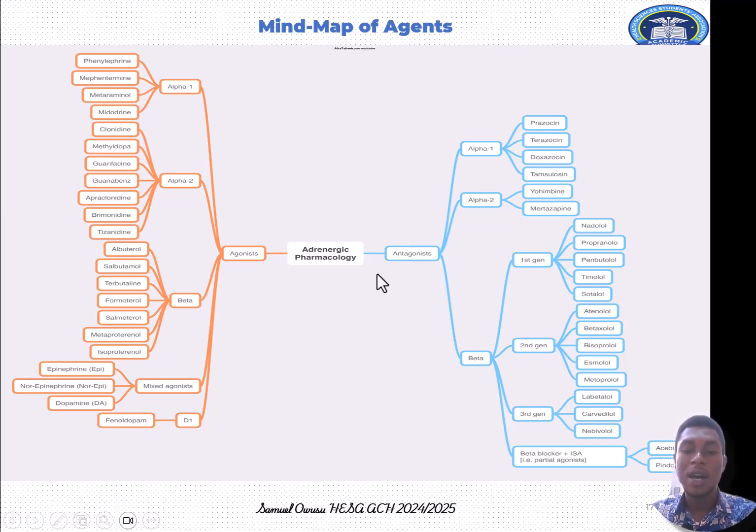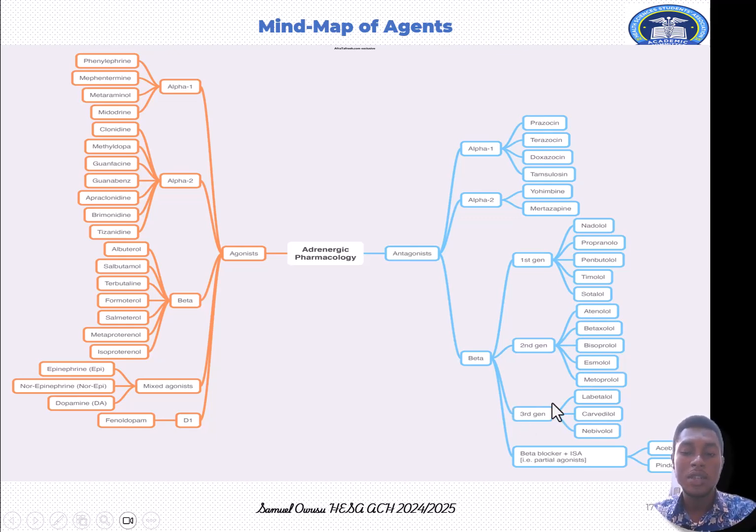You can use it. For antagonists too, we have alpha 1 antagonists, all of them end in -sin: prazosin, terazosin, tamsulosin, you want to remember. Okay, then we have the alpha 2 receptors. Yohimbine is the main agent. Then we have the beta blockers, and we can have first generation, second generation, and third generation. First generation, we said that they were the ones that start from N to Z: nadolol, propranolol, pindolol, timolol, sotalol. Then the second generation ones are atenolol, betaxolol, bisoprolol, esmolol. They start from A to M.